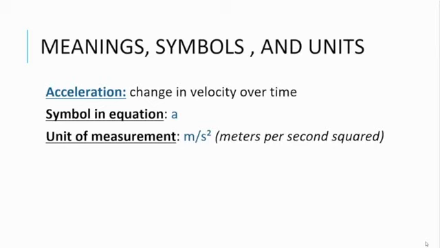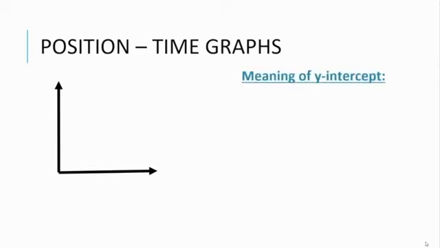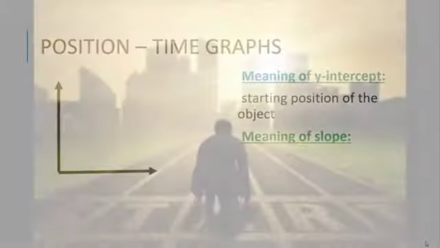Now we're going to take a look at a position time graph. There's two very important things that we want to know when looking at a position time graph. The first being the y-intercept. The y-intercept of any graph is going to tell us the initial condition. In this specific problem, it's going to tell us the starting position of an object.